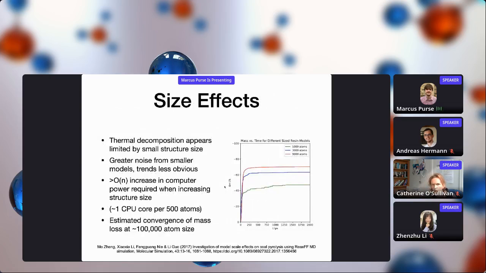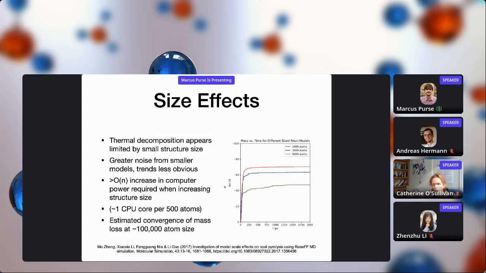We also wanted to check for size effects with our models. This has been talked about a little bit in the literature before with coal pyrolysis. So we tried structure sizes at 1,000, 3,000, and 9,000 atoms.